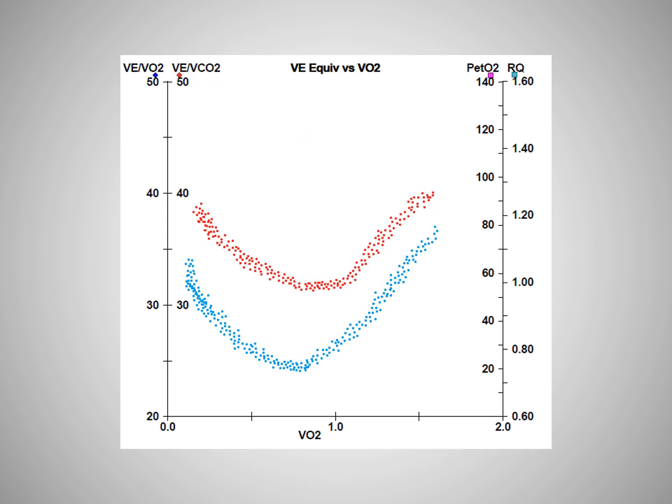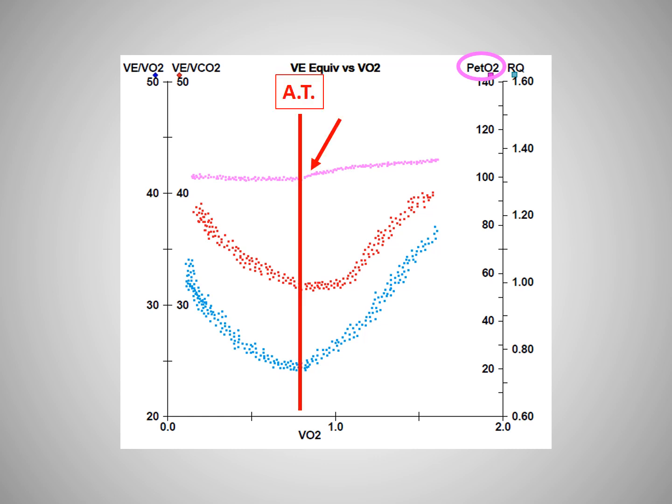A third tracing we find useful is the measuring of the P-end tidal O2, or the partial pressure of O2 at the mouth at the end of each breath. At anaerobic threshold, we start to see a step up or rise in the P-end tidal O2. The reason for this is that the air in the lungs contains 3 gases, nitrogen, oxygen, and carbon dioxide, but because nitrogen is not utilized by the body, the concentration remains constant in the air and in the alveoli. The remainder of the gas concentrations is determined by the partial pressures of CO2 and O2.